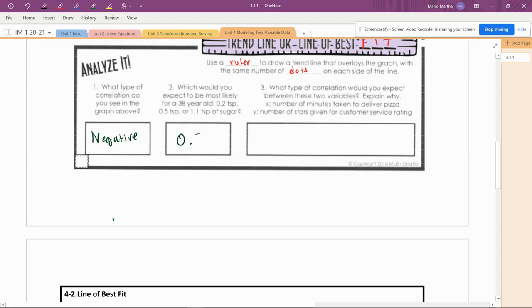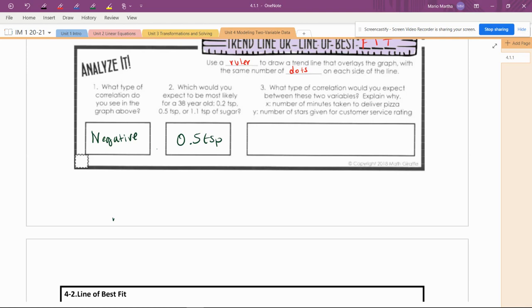It says, what type of correlation would you expect between these two variables? Explain why. Now again, remember, you are looking for correlation between two variables. We're comparing the number of minutes taken to deliver a pizza and the number of stars given for customer service rating. So what do you think would be the correlation here? Would it be positive? If the number of minutes to deliver a pizza increases, does that mean the number of stars given in customer service will also increase?